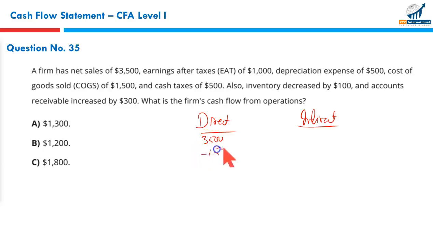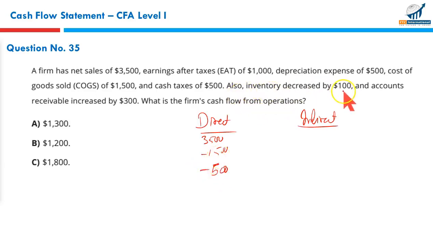CGS is 1,500, right? So simply you have to take the inflows and outflows separately and net them off. So 3,500 represents the inflow from sales, 1,500 represents CGS. Now look at this. Depreciation won't be considered in the direct method, remember. Cash taxes, yes, it's a payment, must be deducted. $500 must be deducted.